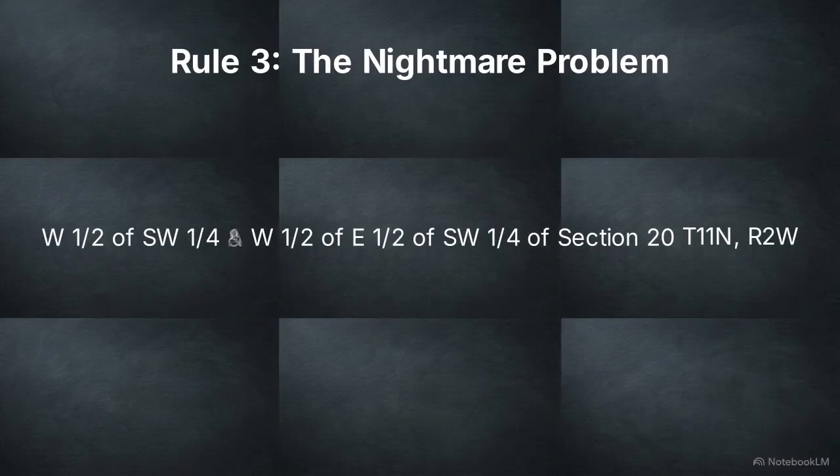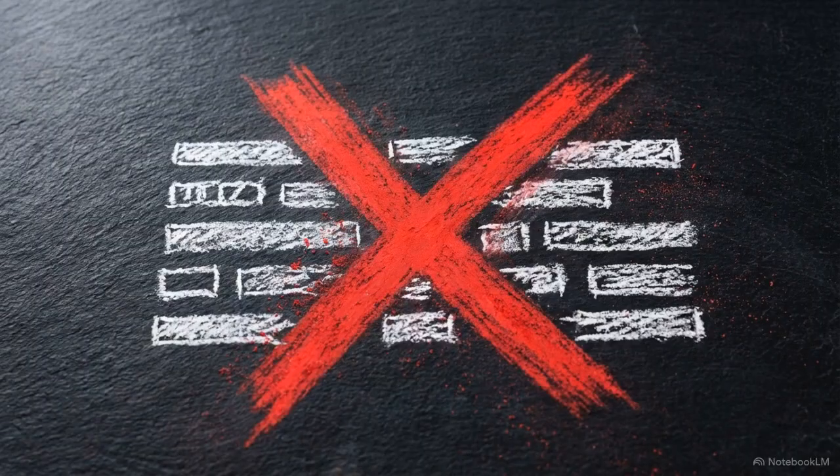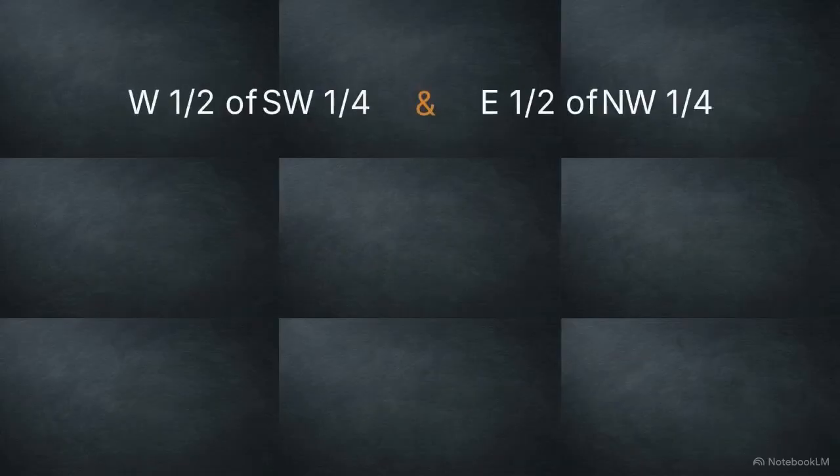Now we're ready for Rule 3, tackling the nightmare problem from earlier. Notice it has an ampersand and extra geographical data tacked on to the end. First, identify the geography trap. See that T11N R2W? Ignore it entirely. Township and range dictate the location of the parcel on a map. They have zero impact on its mathematical size, so cross them out. Next, look at the ampersand. This symbol acts as a wall. It splits the equation into two completely separate math problems.